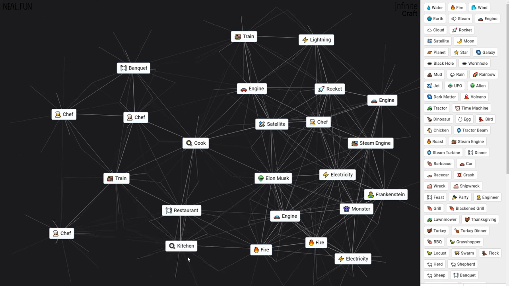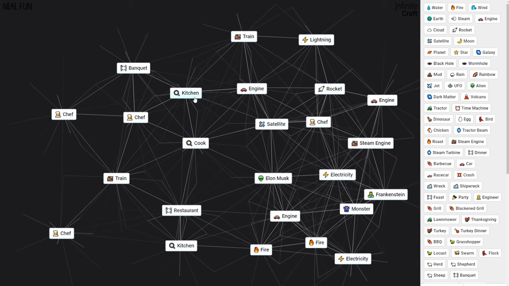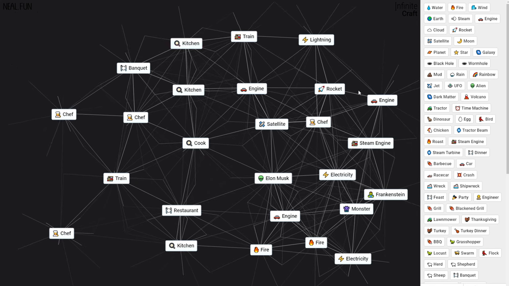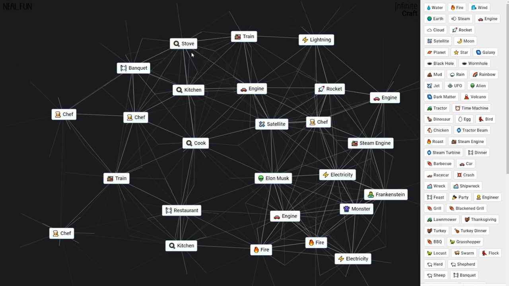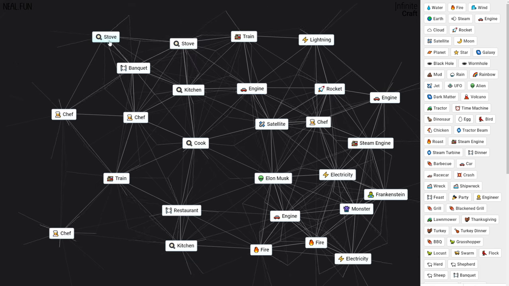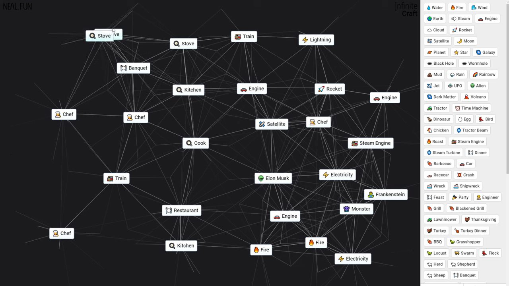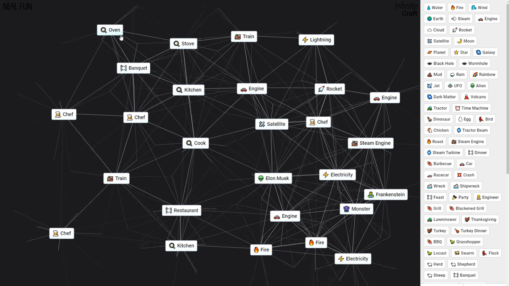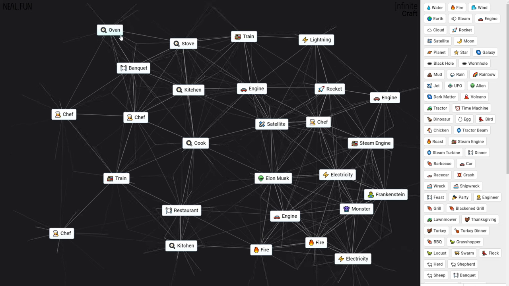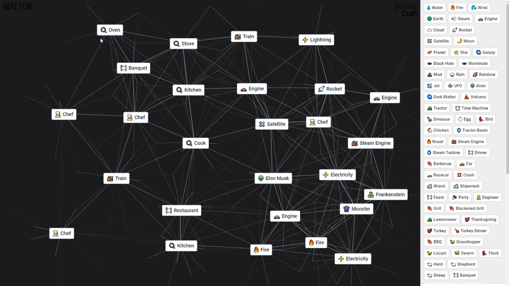Good point. Yeah, very valid. Kitchen? Kitchen is really good. Kitchen engine. Stove! Oven! Stove. Oven! He's done it. Two stoves is it. An oven. Oh. Bing! Bing, mark off.